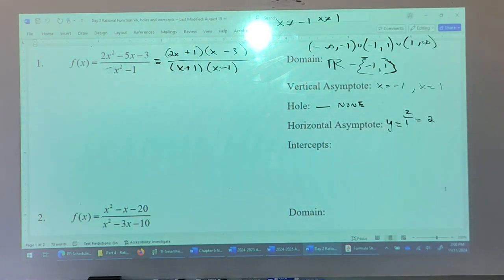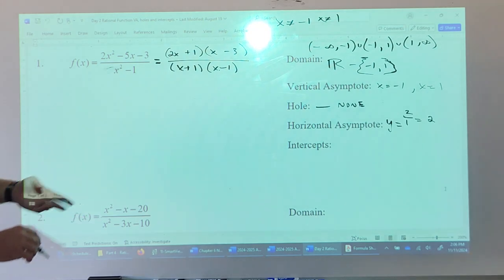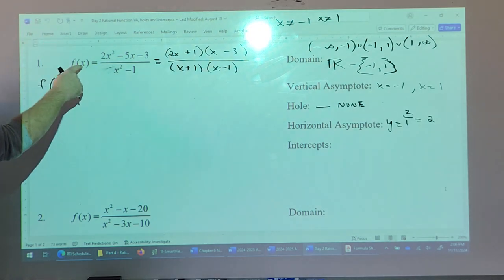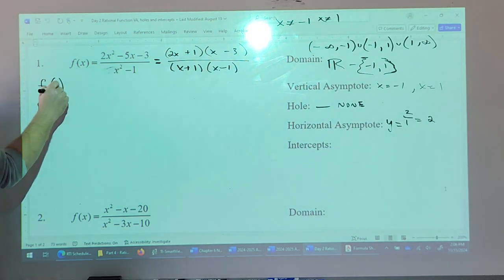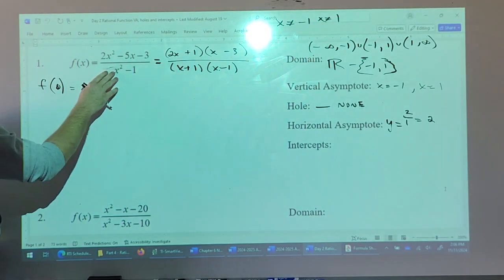Last thing, intercepts. So we have to check for both the y-intercept and the x-intercepts. For the y-intercept, the y-intercept is going to happen when the x value is 0, right? So all we're doing is finding f of 0, so we're putting 0 in for all the x's in the rational function.